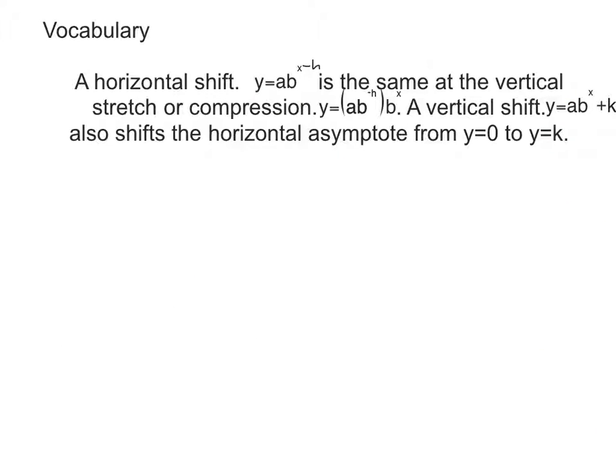All right, so a horizontal shift, y equals a times b to the x minus h, is the same as a vertical stretch or compression of y equals a times b to the negative h times b to the x. A vertical shift, y equals a times b to the x plus k, also shifts the horizontal asymptote from 0 to k. Okay, so let's just kind of look at this and kind of figure out how this is going to make a difference in our graphs.